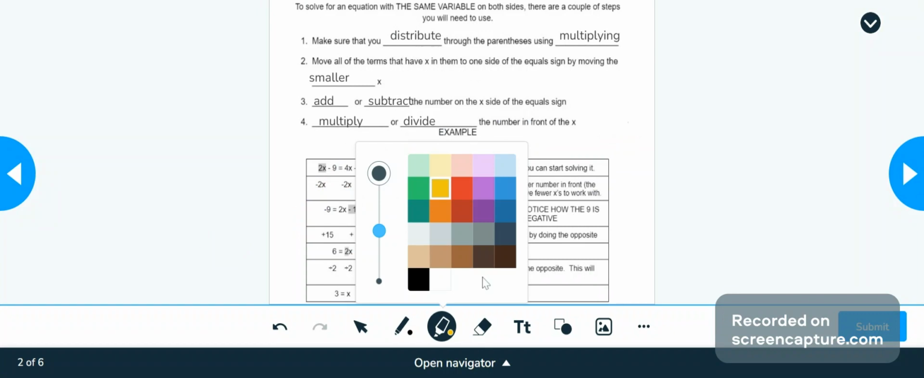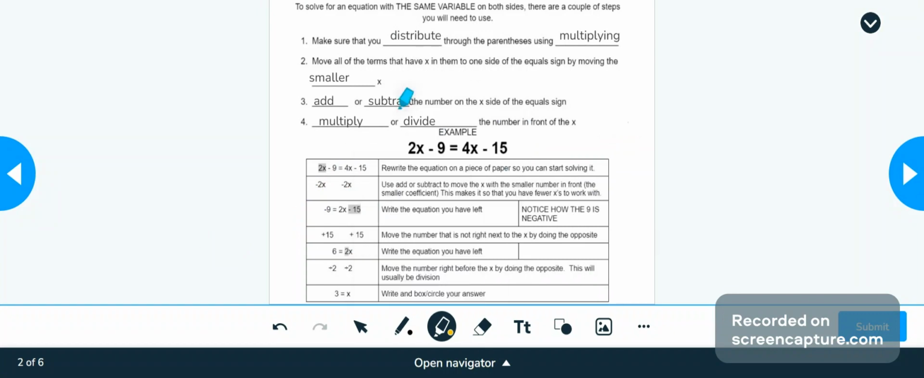From there, you're going to end up moving the smaller x from one side of the equal sign to the other. Like when I look at this, I got 2x, I got 4x. I compare those and I say, oh, 2x is smaller than 4x. So I'm going to cancel it out. That's why this first step here is to minus the 2x on both sides. When I minus 4x and 2x, I end up with 2x. That 2x is what I get to keep.